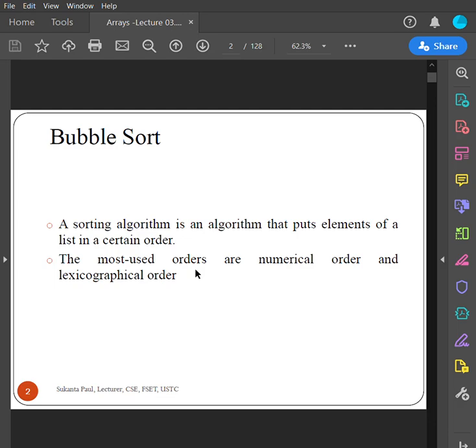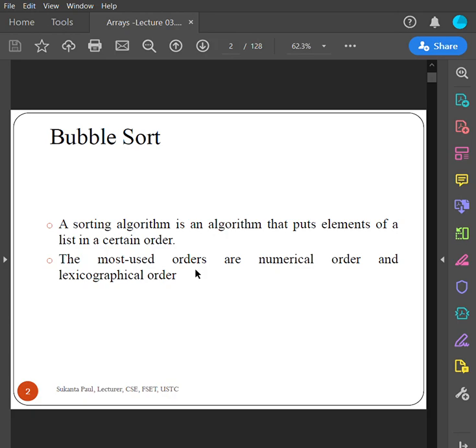Today we are going to discuss bubble sort. At first we have to know what sorting actually is. A sorting algorithm is an algorithm that puts elements of a list in a certain order. It can be ascending or descending.